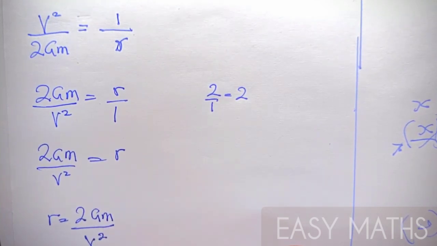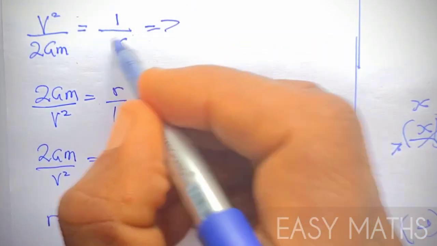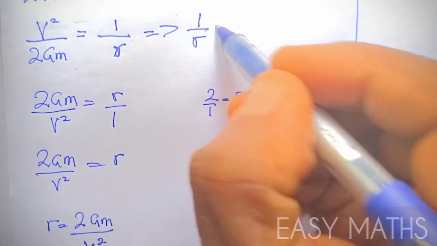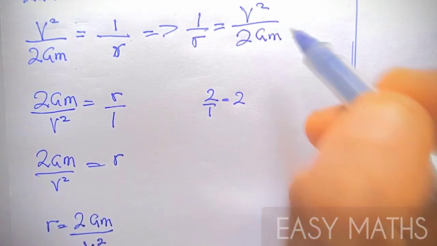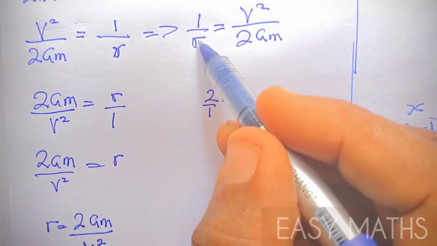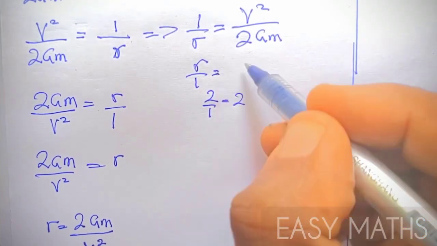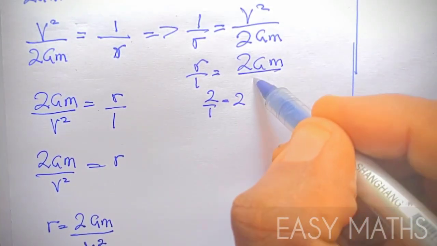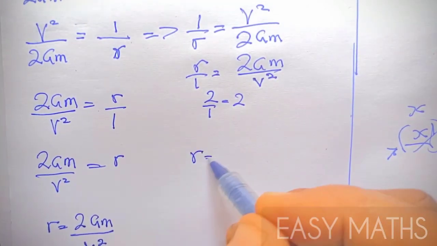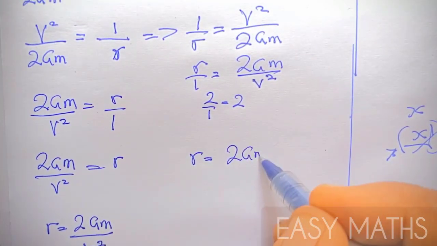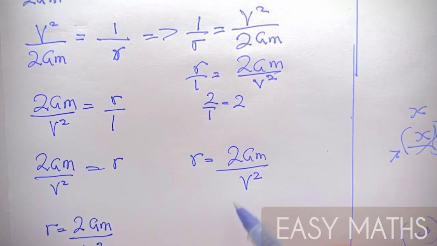Is that okay? Yes. Or if we don't want to do it that way, we can, from here, bring 1 over r to this side and bring v squared over 2gm. The same thing applies. We have to turn the equation upside down. So we're going to have r over 1 equals to 2gm over v squared. Alright, so we now have r equals to 2gm over v squared. So we have succeeded to make r the subject of the formula.